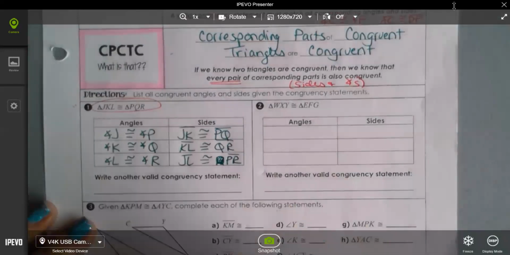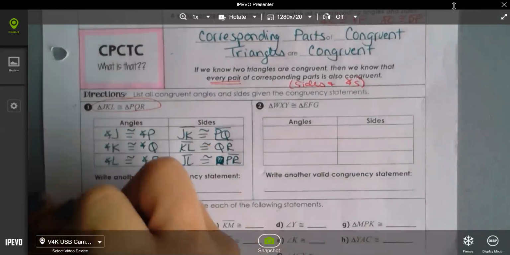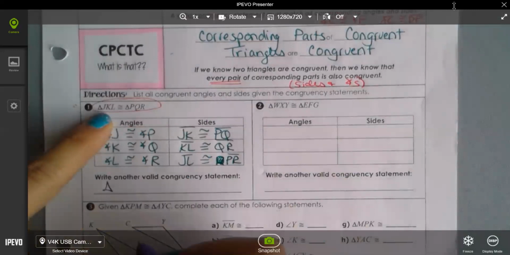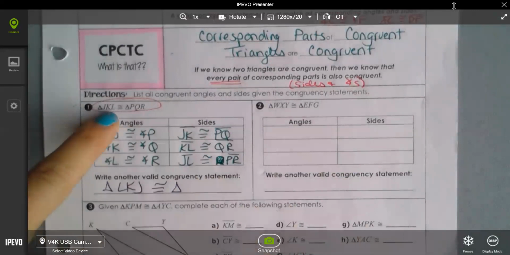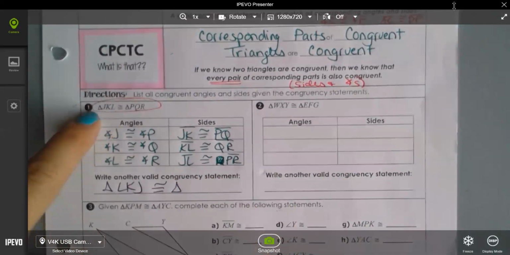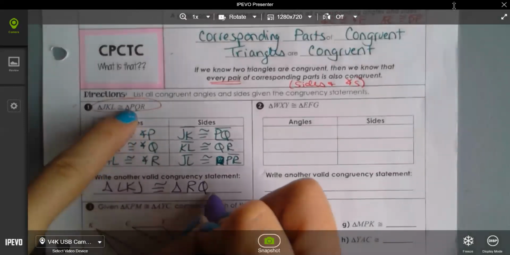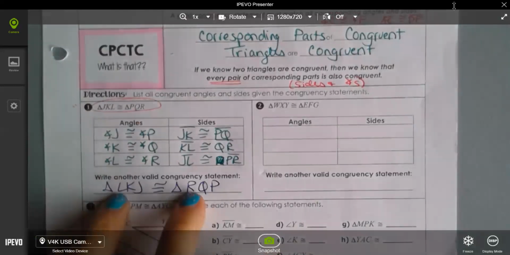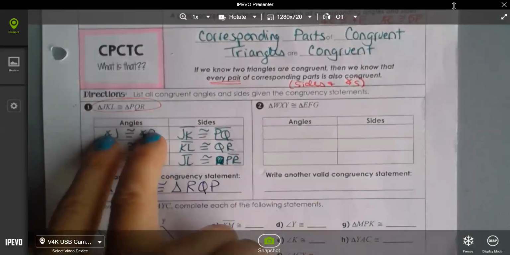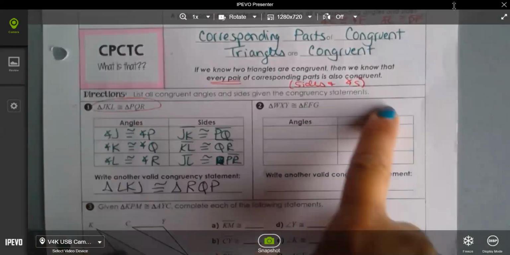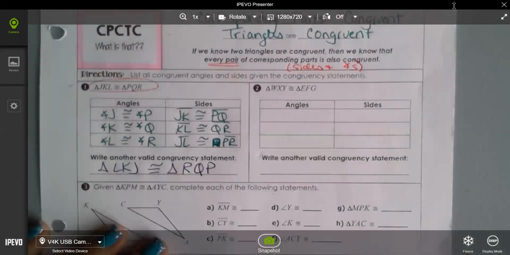Write another valid congruency statement. Well, that just means switch up the letters. So let's say instead of doing JKL, I want to do LKJ. So if I switch the order of the first triangle and I went backwards, LKJ, that means I have to do the exact same thing and go backwards, RQP. So that way L and R still match up, and K and Q still match up, and J and P still match up. Go ahead, pause my video, and try to do number 2 on your own. List the angles, the sides, and then write a different congruency statement.